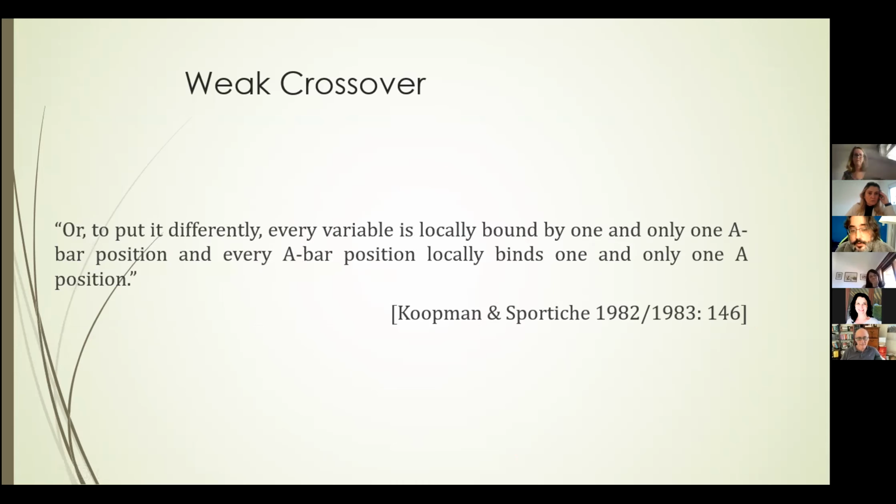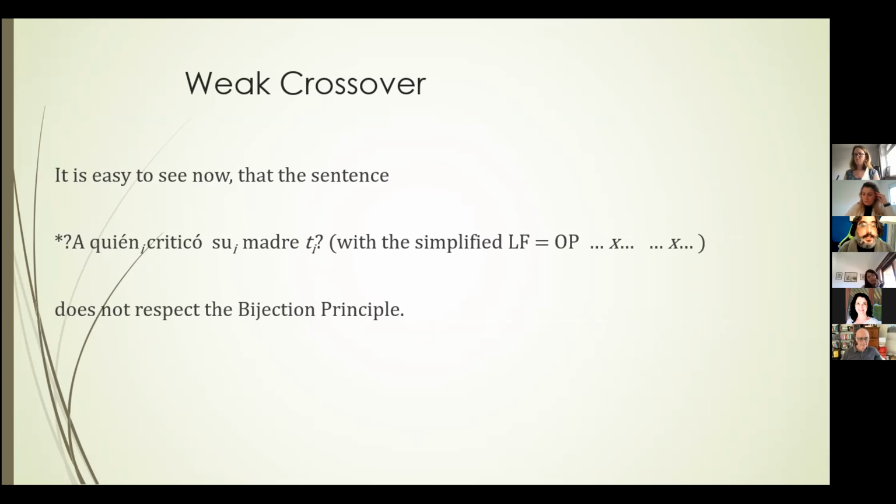This is the standard formulation. Every variable is locally bound by one and only one A-bar position, and every A-bar position locally binds one and only one A position, right? And it's easy to see now that the sentence "¿A quién criticó su madre?", who did his mother criticize, doesn't respect the bijection principle, because you have this operator binding two variables in a position.